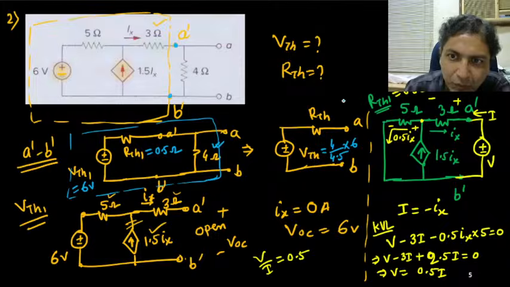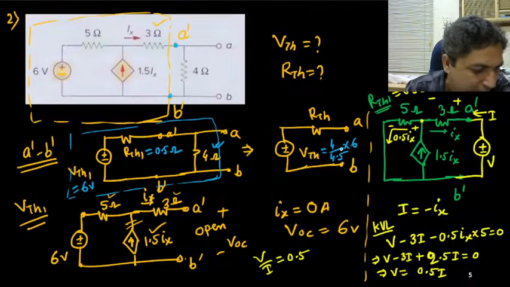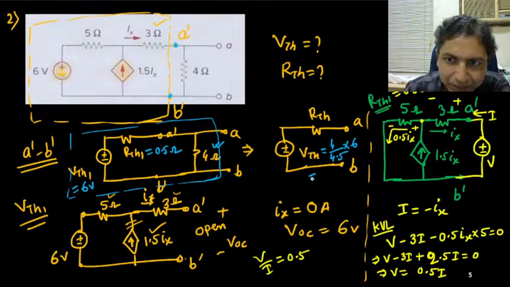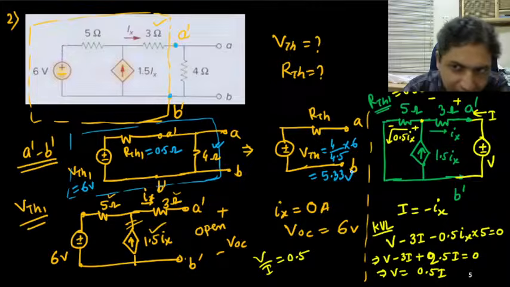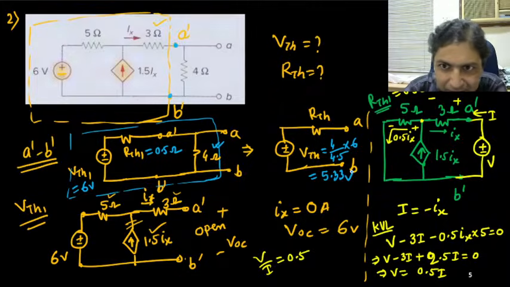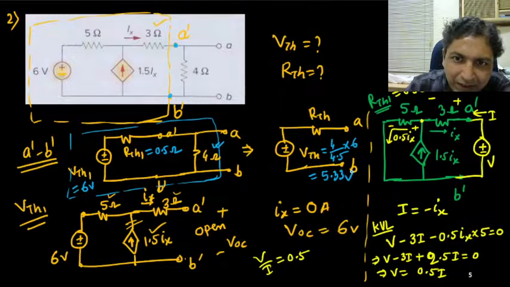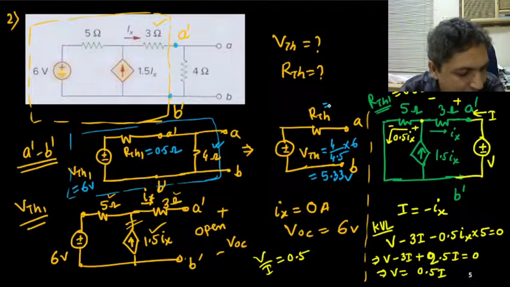Okay, so this will be so simple. So 3, 1.5. Okay, so you are getting 16 by 3, means 5.33 volt. I think it's correct. Okay, and what about RTH? And what is RTH?